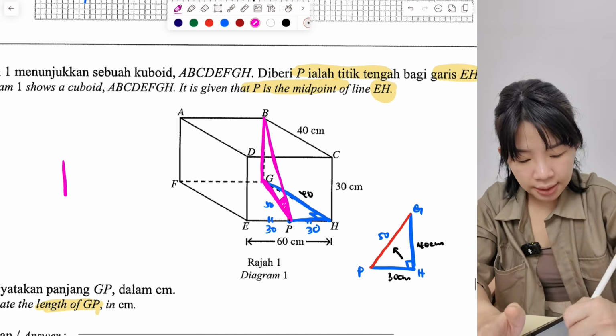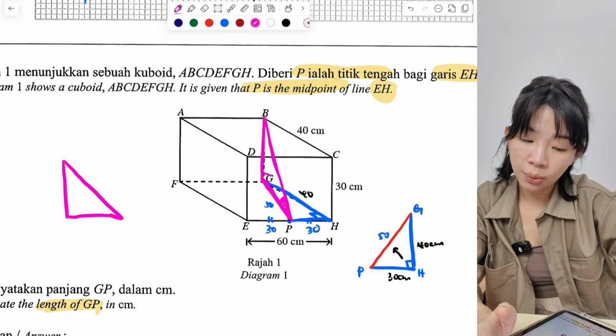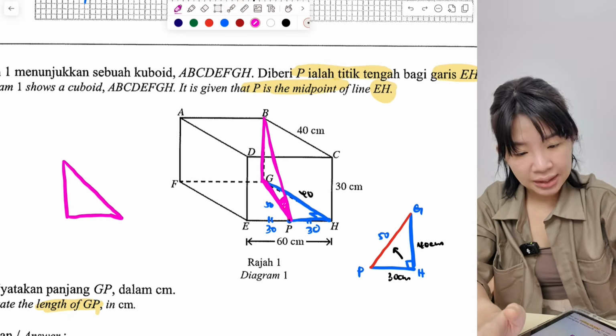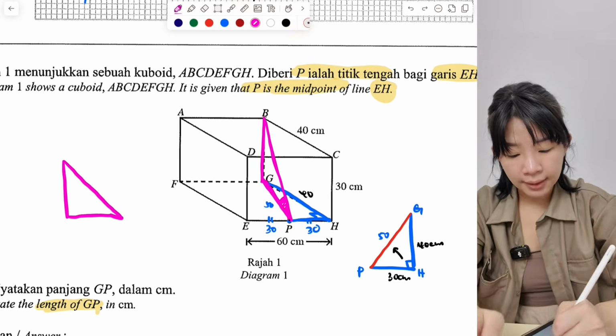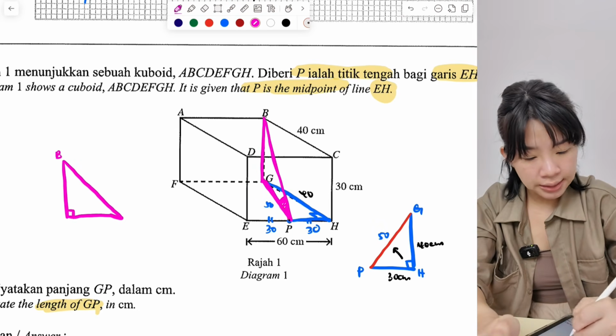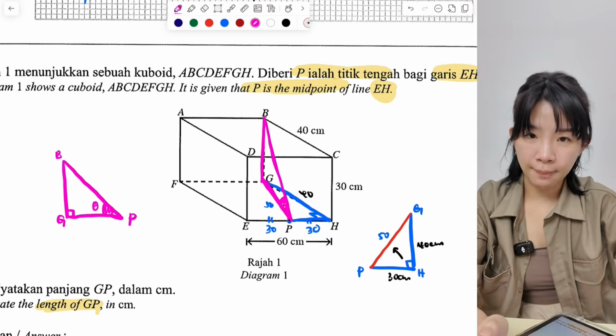So, what type of triangle is this? Okay, I draw it this way. You know that the G here will be 90 degrees. This is a vertical line. This is a horizontal line. So, it ends up becoming 90. So, this one B, this one G, and this one P. So, this is the angle we want. Okay, I put it as theta.